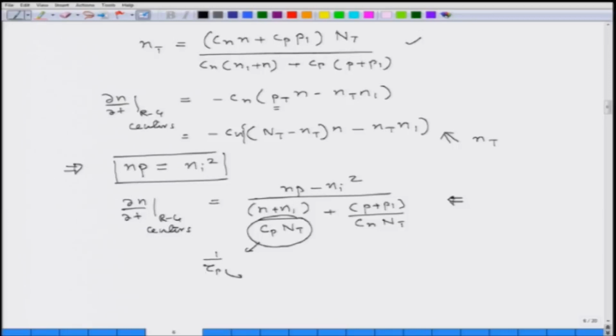What is tau of p? Tau of p is nothing but the hole minority carrier lifetime.